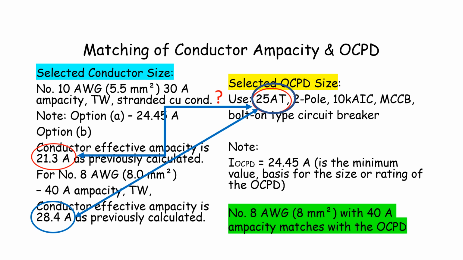While if we use the number 10 American wire gauge, before our breaker trips, notice that our conductor will heat up, or maybe it will be melted because it is lower than the value of our protection. So 25 ampere trip and 28.4 or number 8 American wire gauge conductor with 40 ampere ampacity is the correct size of matching conductor size and protection device rating.